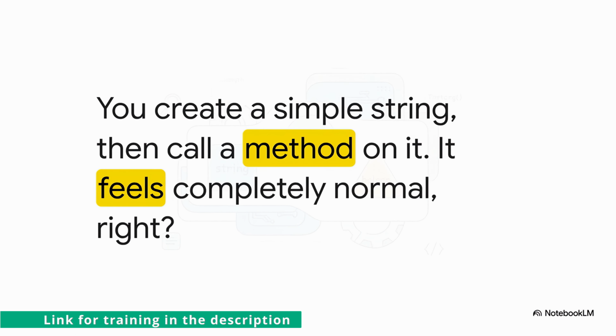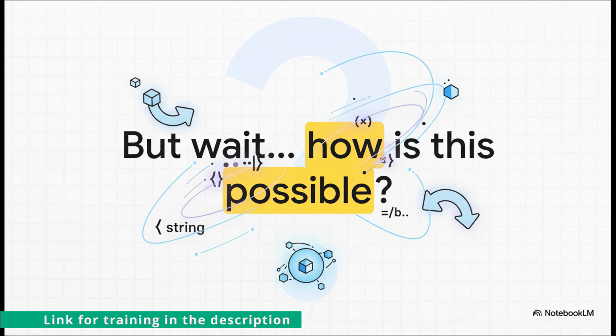I mean, look at this. You've written this a million times, right? You make a simple string, and then you call a method on it, like uppercase. It just works. You don't even think twice about it, because why would you? It feels totally normal. But if you really stop and think about it for a second, how is this even possible? Because when you look at the fundamental rules of JavaScript, this code, well, it shouldn't work at all.